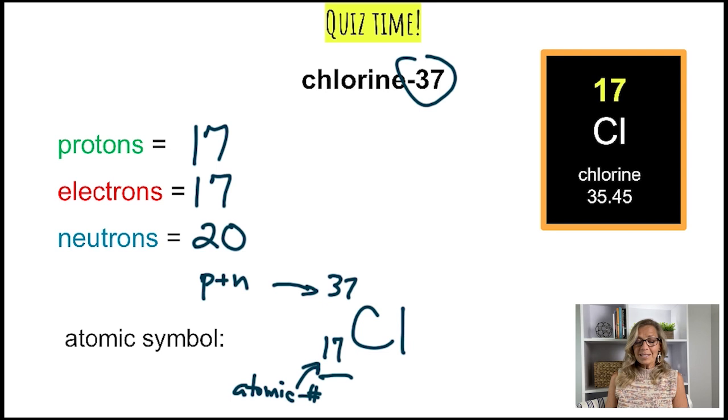So the mass number tells you the total number of particles in the nucleus, right? I've got 17 protons and 20 neutrons. Those are all the massive particles. So that's what the mass number is. And then the electrons, do they add to the mass? Not so much. So I hope this helps you get a feel for how to determine the number of protons, neutrons, and electrons for any isotope.